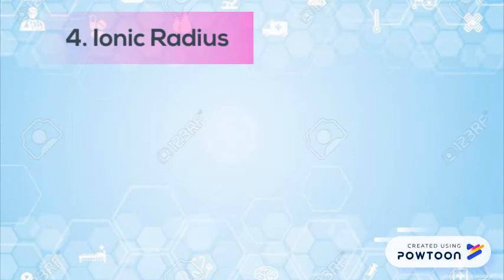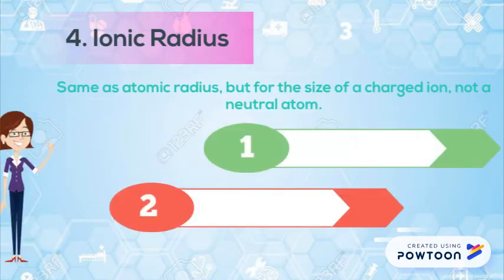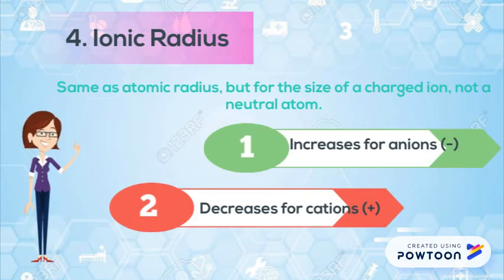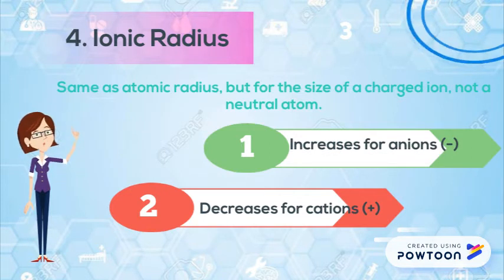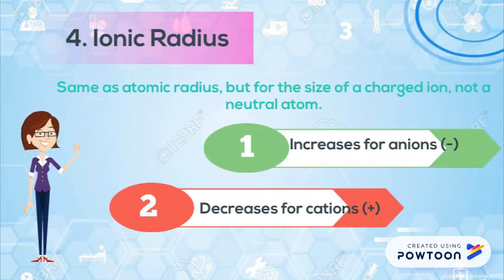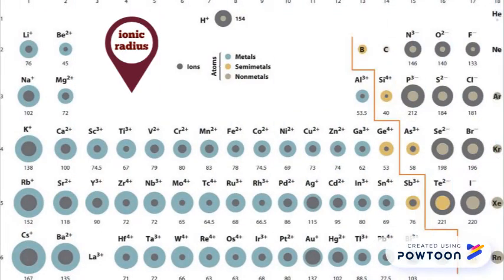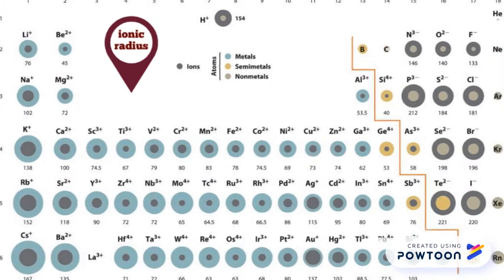Number four, ionic radius. It's the same as the atomic radius, but the size of a charged ion, not a neutral atom. It increases for anions, which are negative, because they gain an electron, which leads to more shielding. It decreases for cations, which are positive, because they lose an electron, which means less shielding.